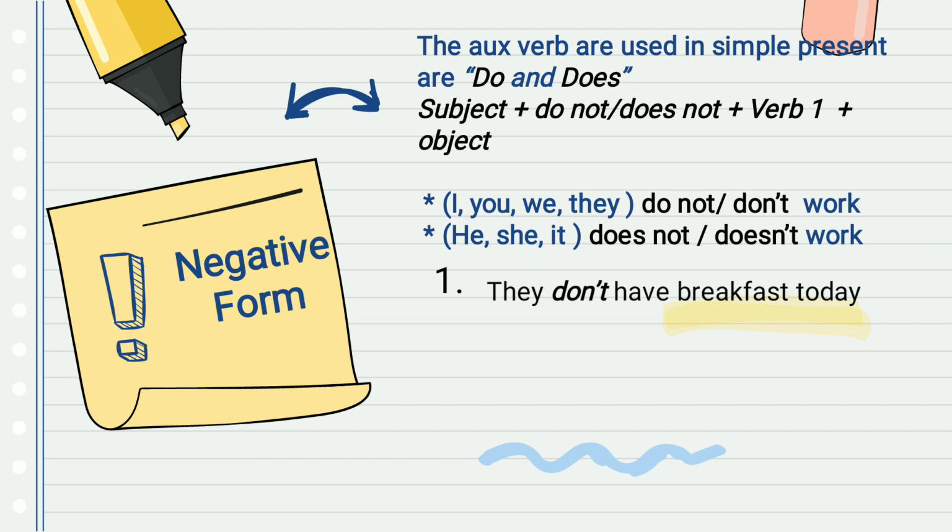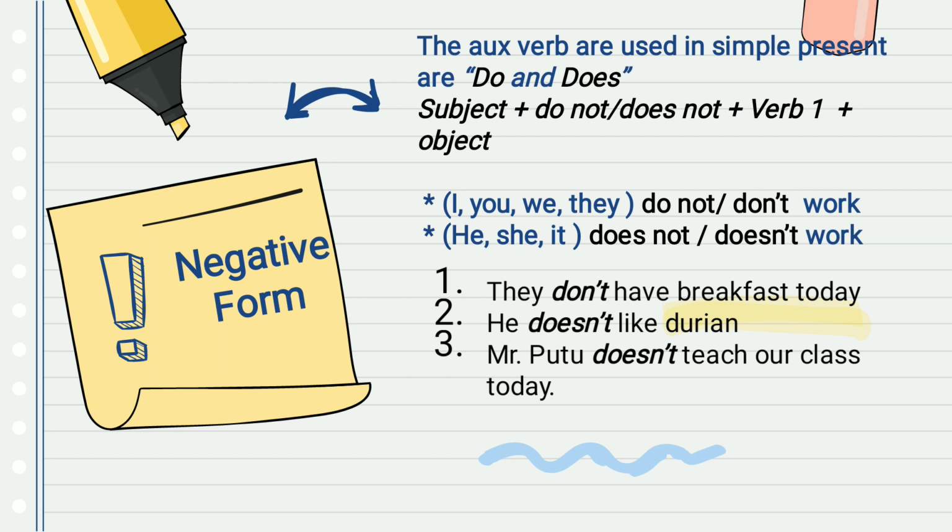Look at the example here. Number 1, they don't have breakfast today, or you may say they do not have breakfast today. Number 2, he doesn't like durian, or you may say he does not like durian. Number 3, Mr. Putu doesn't teach our class today, or you may say Mr. Putu does not teach our class today.